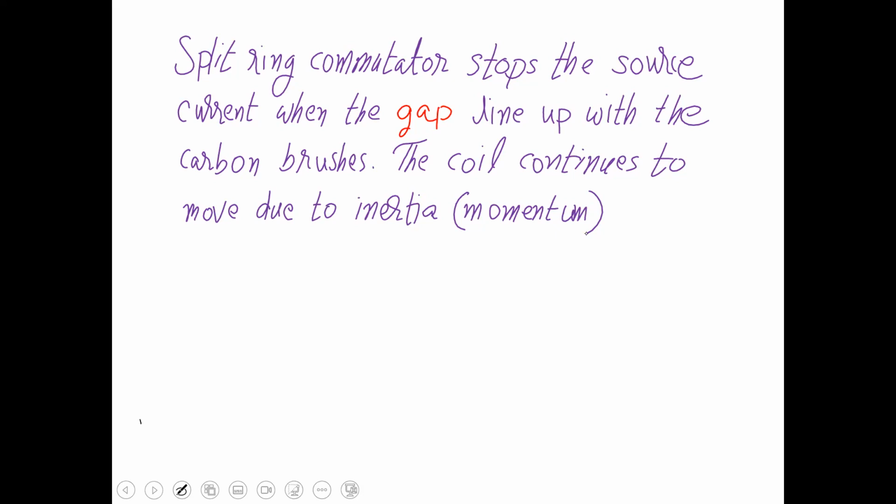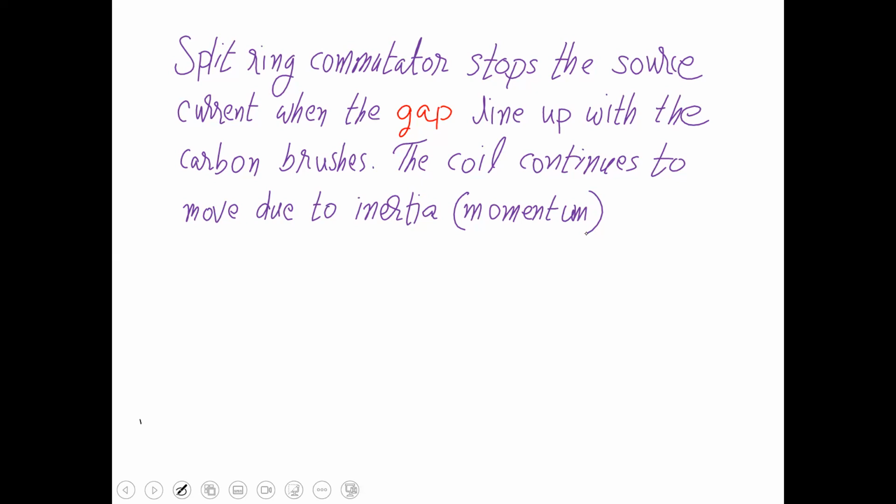No, read the screen. The split ring commutator stops the source current when the gap lines up with the carbon brushes. The coil continues to move due to inertia, which is momentum.